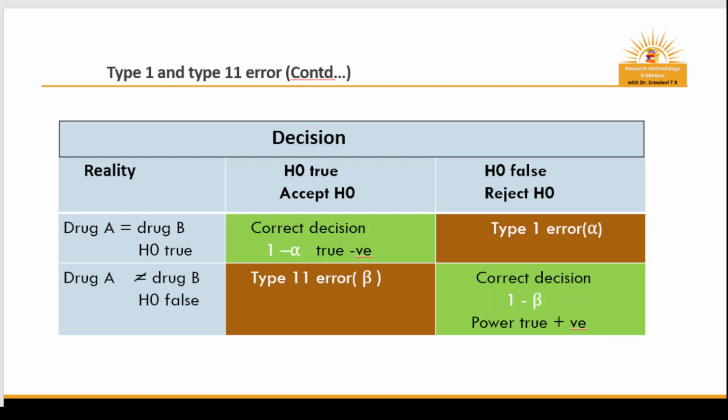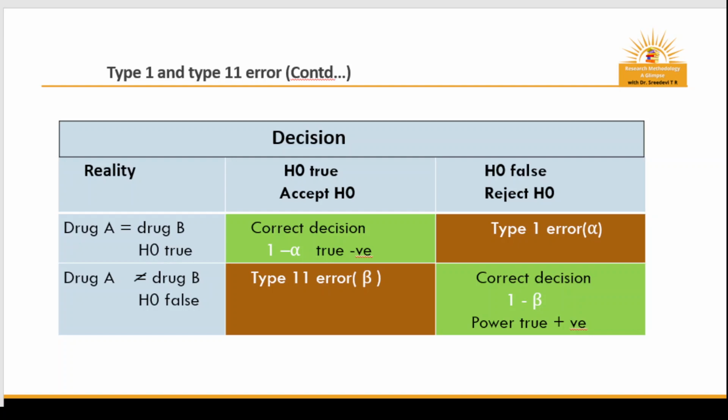In the second case, drug A is not equal to drug B. That is, H0 is false. Accepting a false null hypothesis, that is type 2 error, beta. Then rejecting a false null hypothesis, that is the correct decision, 1 minus beta. That is true positive. So the 1 minus beta is the power. Power is the ability of the test to correctly reject a false null hypothesis.